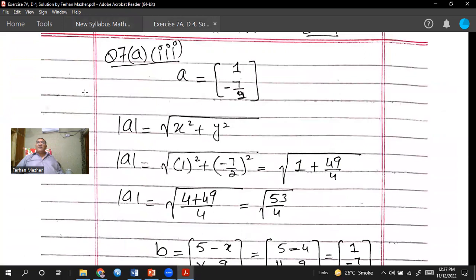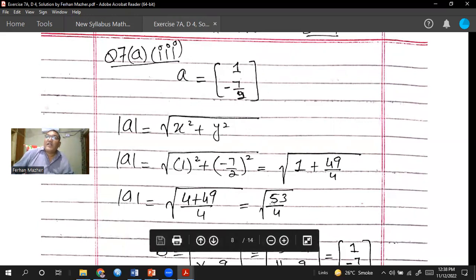We will find out the value of, first of all, A. A is 1 and minus 7 by 2. So the magnitude formula is the square root of x square plus y square. So we will have the square root of 1 square plus the square of minus 7 by 2. So under the square root, we will have 1 plus 49 by 4, which is 4 plus 49, and the whole thing divided by 4, with a square root on top of it. So 4 plus 49 will be 53, and downstairs I will have 4, with a square root on top of it. So this is what we were supposed to show.